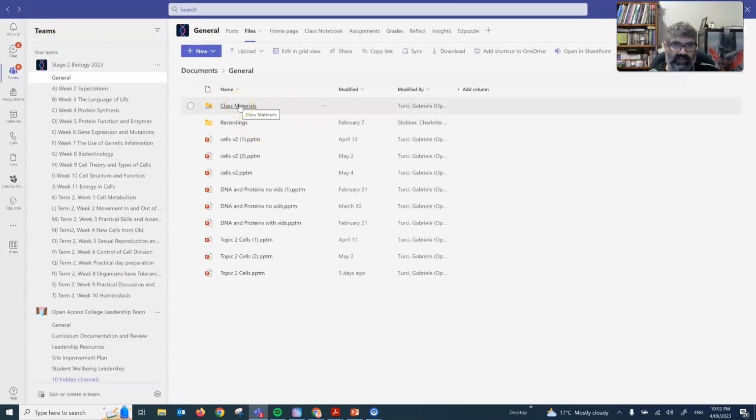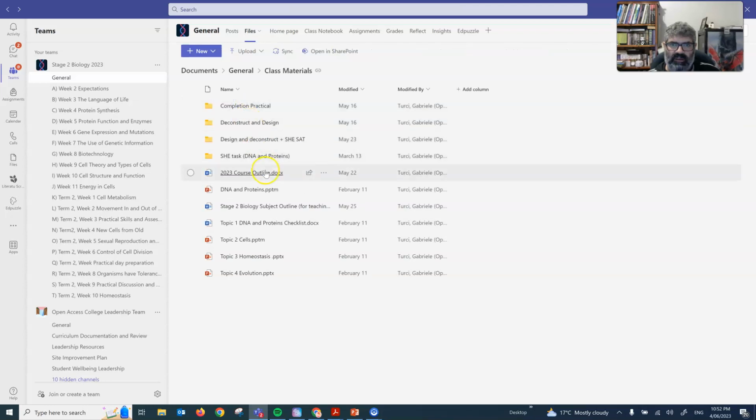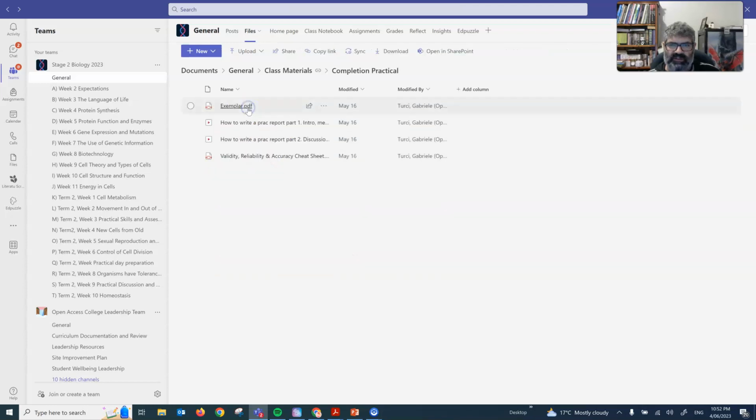That's that task. While you're there, you might want to have a look at the completion practical, another exemplar, a couple of videos there, part 1 and part 2, of me going through how to write a good practical report. Could be handy to watch that, and a little cheat sheet on the difference between validity, reliability, and accuracy, because it's really good to talk about those in your practical.